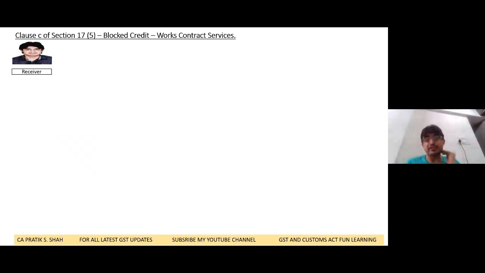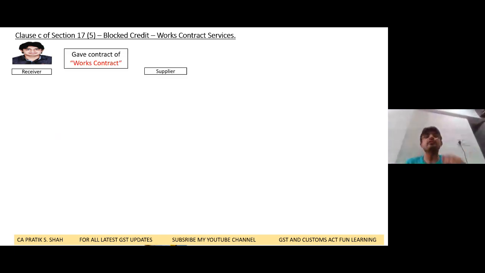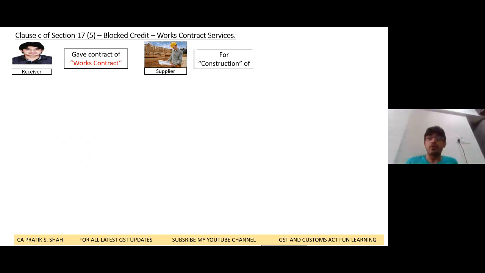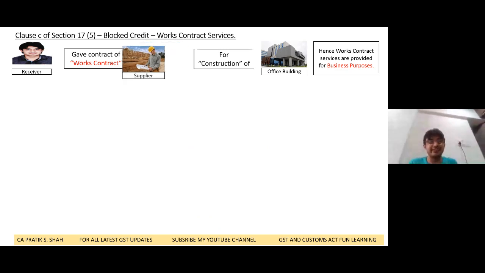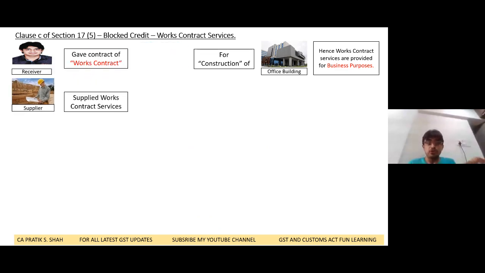Let us understand through a case study. Say I am a receiver. I gave you works contract services for construction of my office building. I'm a cost accountant, chartered accountant, and need an office building. Works contract services you are providing me for business purpose. I cannot sit with an umbrella. I need an office. Now what happened? You have supplied works contract service to me.